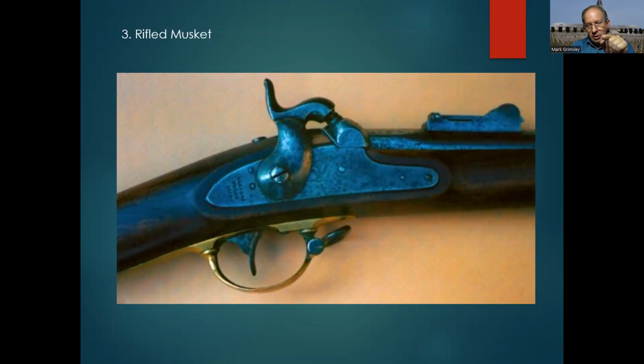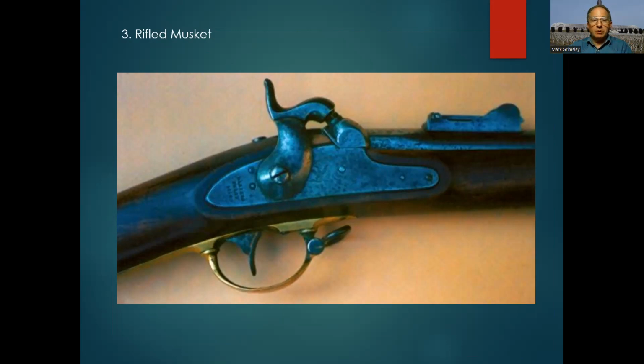What you're dealing with instead is a percussion cap made of mercury fulminate. When that hammer comes down, the percussion cap goes off. It creates a spark that goes into the barrel, the barrel fires, and so you got much greater reliability, a much reduced rate of misfires. And the second thing, the more important thing, is that they figured out how to create a rifle that was as easy to load as a smoothbore.